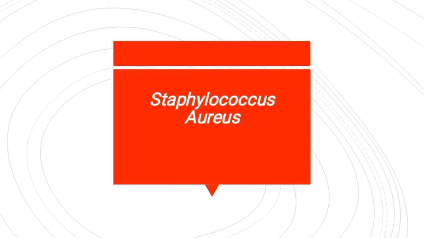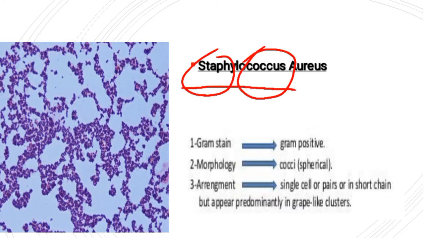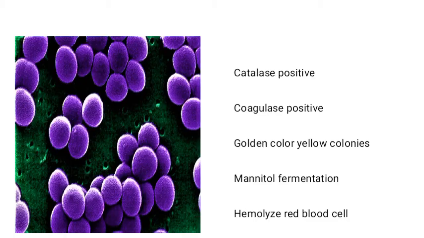Today we will learn about Staphylococcus aureus or Staph aureus. The word staph means grape-like cluster and coccus is the cocci shape of bacteria, meaning Staphylococcus are cocci in shape that are arranged in grape-like clusters. You can understand well with the help of this diagram. All the Staphylococcus are gram-positive cocci, or spherical in shape, that are arranged in grape-like clusters.